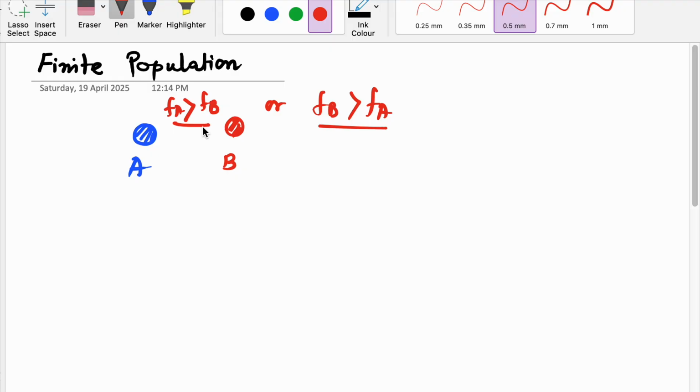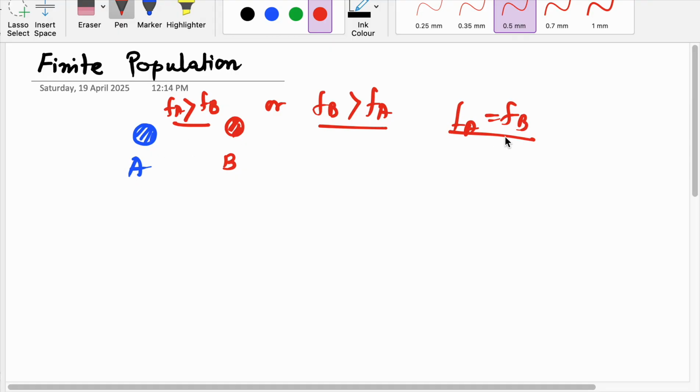So if these two cases happen, then only the selection happens. If fA becomes fB, then we say there is no selection going on, because the fitness of these two individuals is the same. And you can observe that in the presence of this equal fitness, coexistence is possible between these. With no selection, no drift, the population will go either towards A or towards B. This is called the neutral selection. The selection is not happening here.